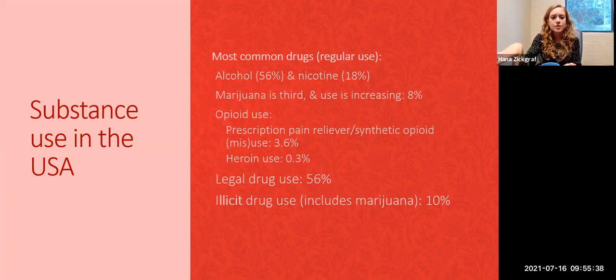In terms of opioid use, prescription painkiller use is the most common type of opioid use disorder, much more common than the use of street drugs like heroin. So overall, about 56% of people use one or more legal drugs. And about 10% of people use illicit drugs. And even though marijuana is legal in many places, that figure includes marijuana use.